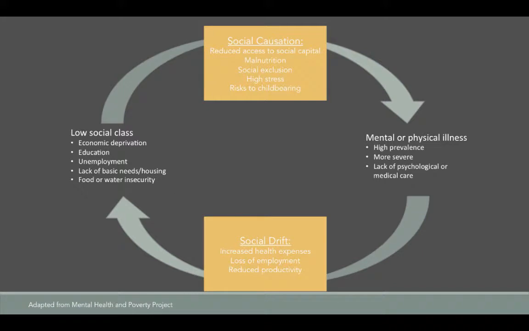So first, I think it's helpful to visualize what each of these theories is really saying in terms of what is the cause and what is the effect. If you focus on the top part of this picture, the arrow that's moving from social class to mental or physical illness represents the social causation argument.